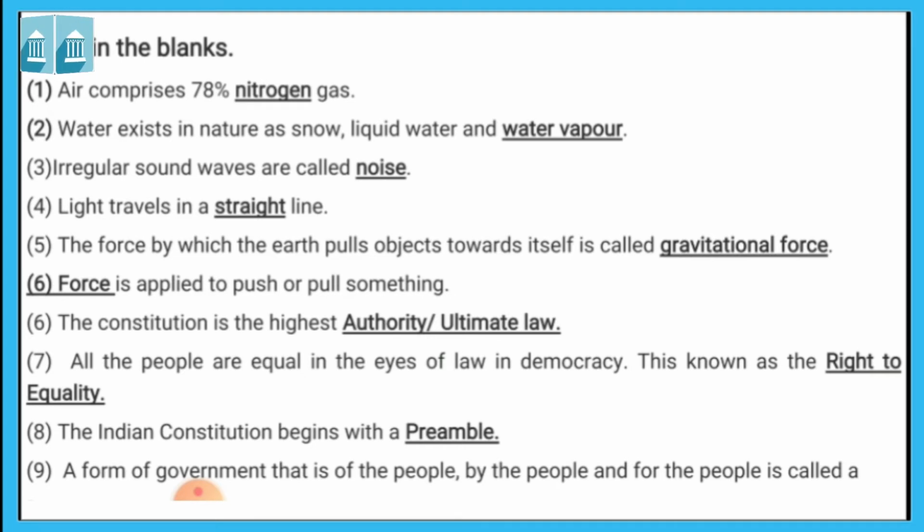Second, water exists in nature as snow, liquid water and water vapor. So we have learned there are three types of matter states: solid, liquid and gas. So water exists in all three states: snow as solid, water as liquid, and the water vapor as gas. Third, irregular sound waves are called noise.